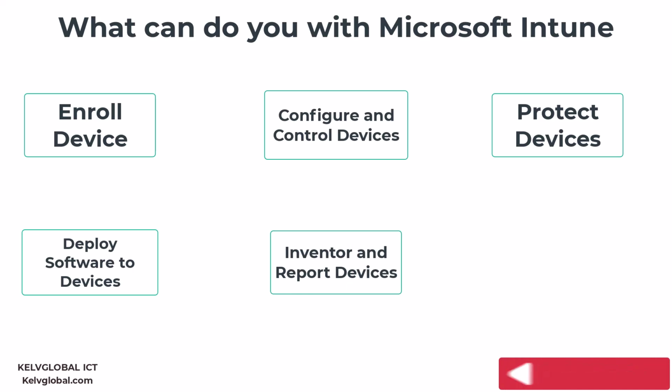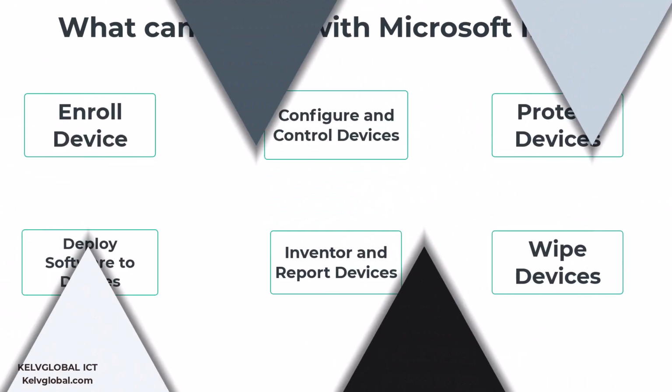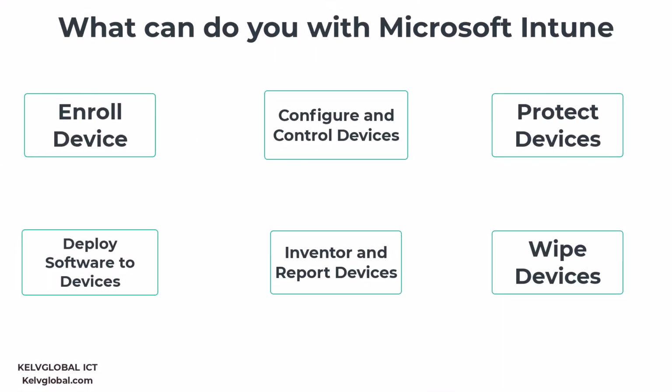And lastly, we can use Microsoft Intune to wipe a device. If, for example, we feel that the device is no more secure, or someone reports that the device has been stolen, we can wipe all the information on that device. There is a lot more we can do with Microsoft Intune. So just watch some of my other videos and see how Microsoft Intune works.